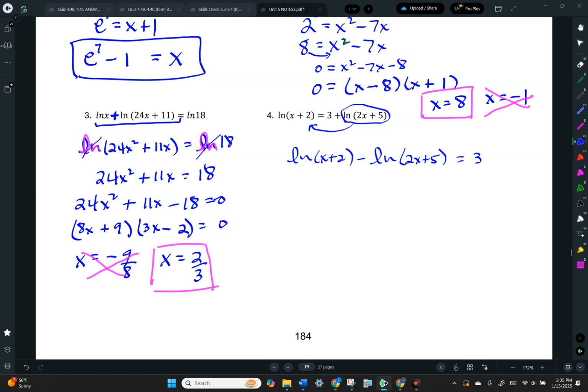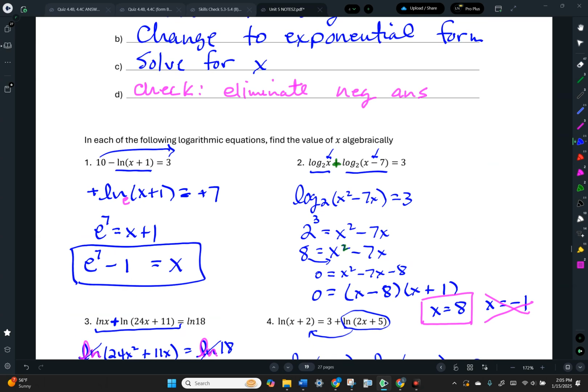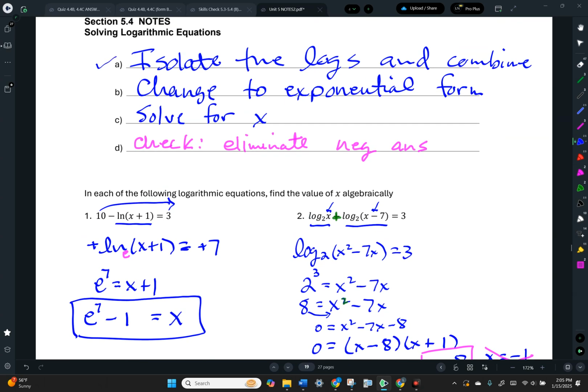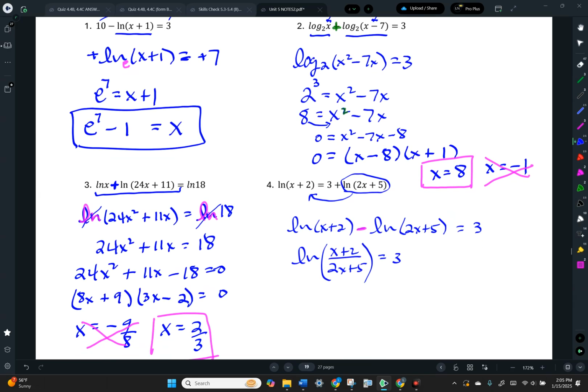And so now, because it's subtraction, when I combine them, it's going to become a fraction. So I've got natural log of x plus 2 over 2x plus 5. So it's the log of that entire thing equals 3. Okay, so I've just done this first step. I've isolated and combined. Now I need to go on to this step where I change to exponential.